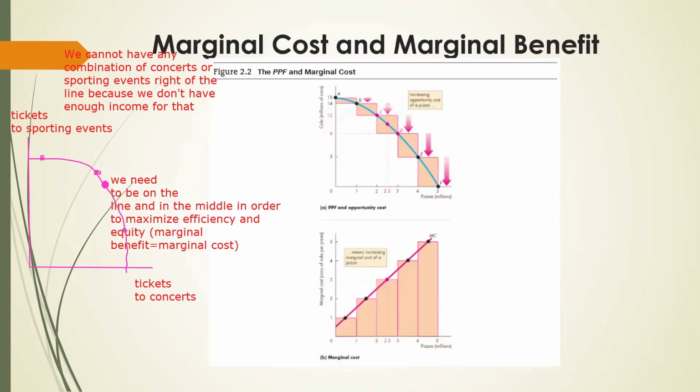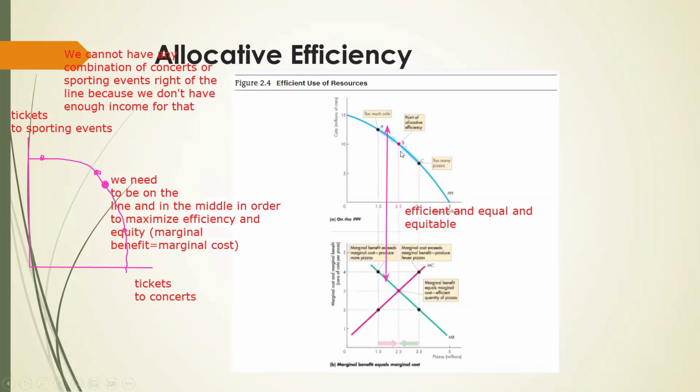So here, marginal cost, marginal benefit. As you see here, in the middle right here, that's where we want to be to ensure that we're efficient and equal. This is efficient and equal right here, and equitable. So it's important to be there to ensure both. That's allocative efficiency. Right there, marginal benefit and marginal cost are equal.